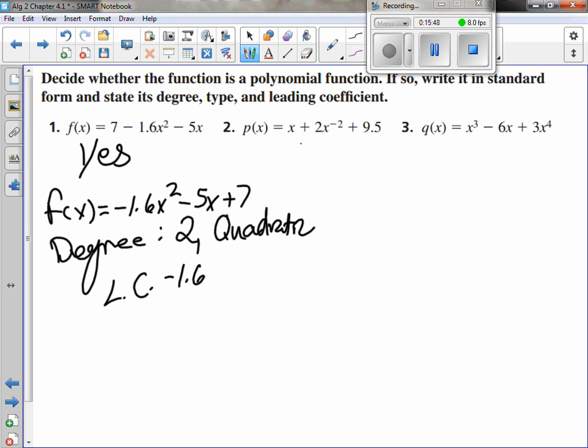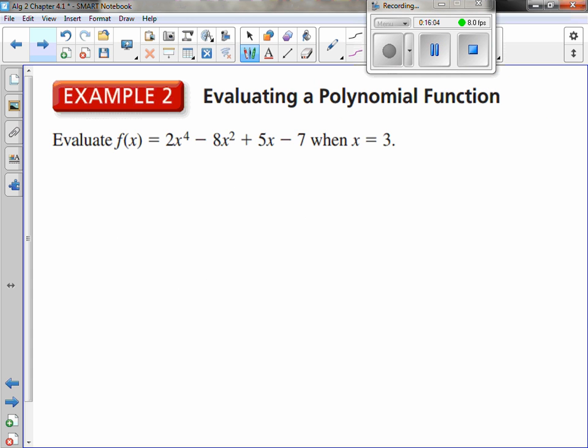How about number two? Because we have a negative exponent, that automatically makes it no. Any questions on this here? All right. Let's move on to the next thing. We only have two things left that we're going to cover today, and this is the next one.